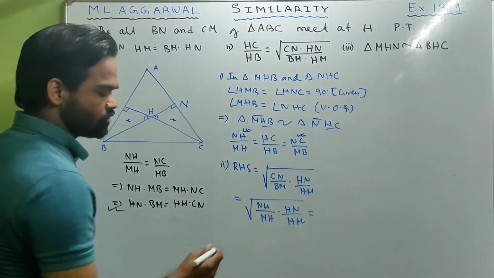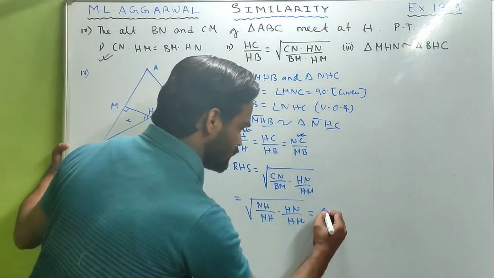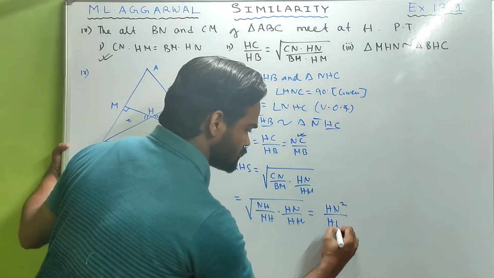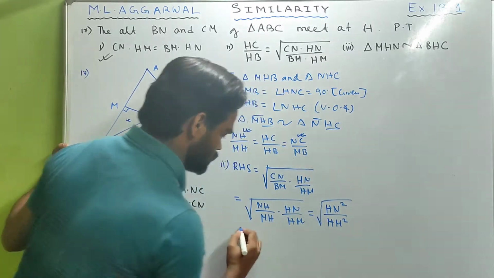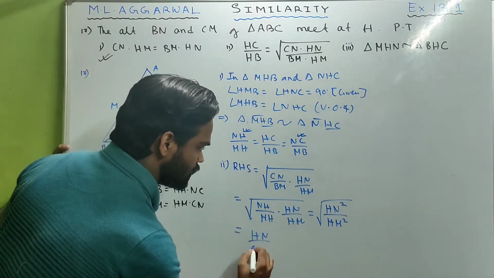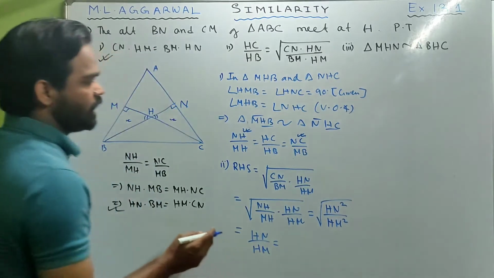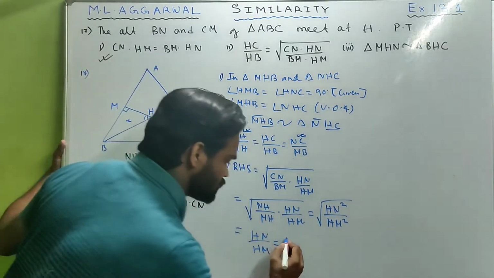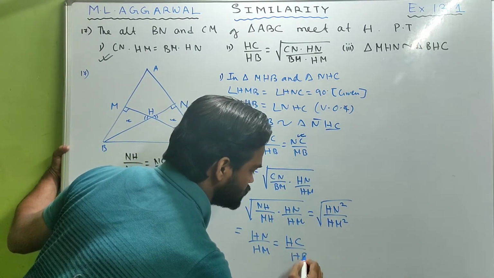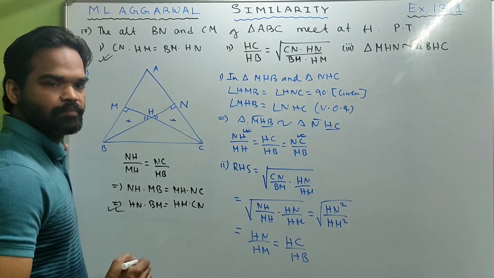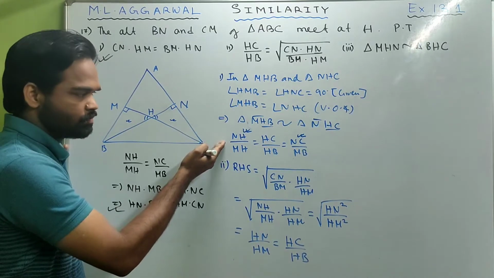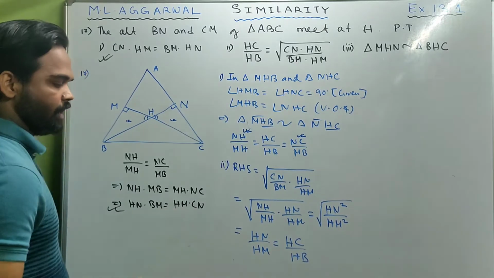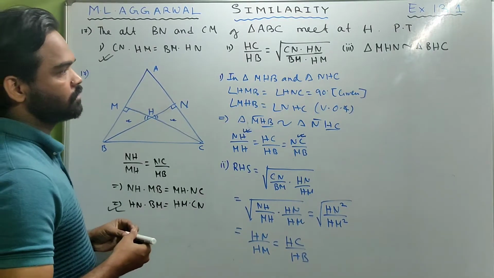Now this was C. Just look over here. NH and HN are same, so I can write HM square. MH and HM are same, so HM square. Okay, so this becomes HN by HM, and NH by MH is nothing but HC by HB. So this is nothing but HC by HB, isn't it? Just use the result of the first part and utilize it in the second part. Okay, done. Now see the third part.